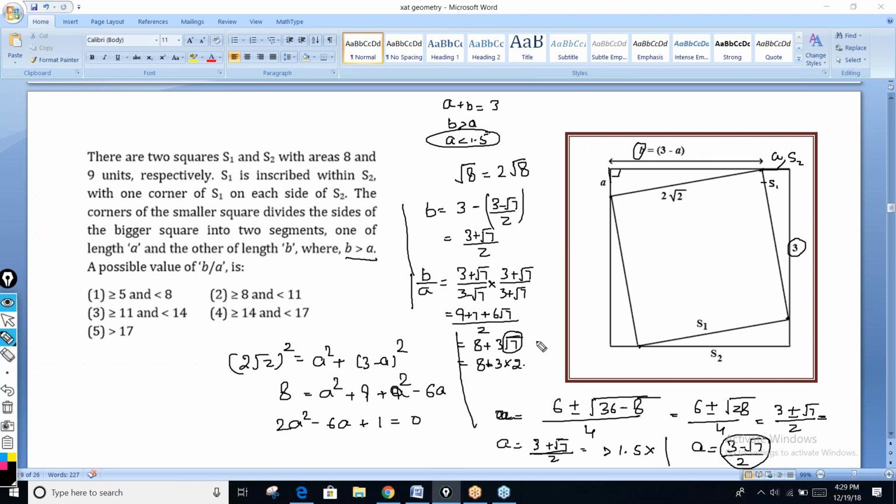That is, root 7 will be around, 2.5 squared is 6.25. So 2.6 squared is 6.76. 2.7 squared will be 7.29. So around 2.65 for the safer side, let's say. So that is 6, 7.8, 15. So the range is in between 14 to 17.